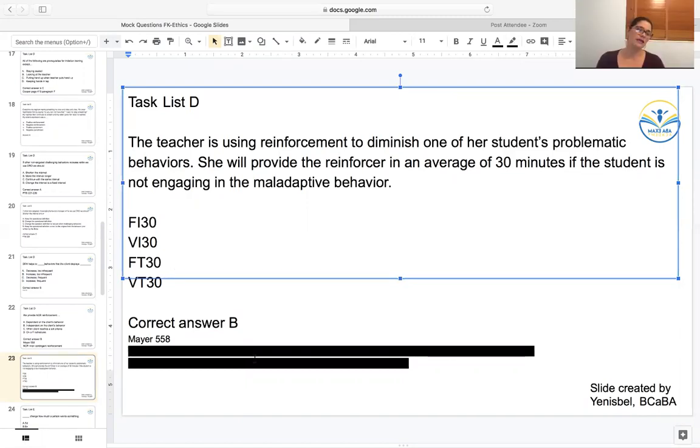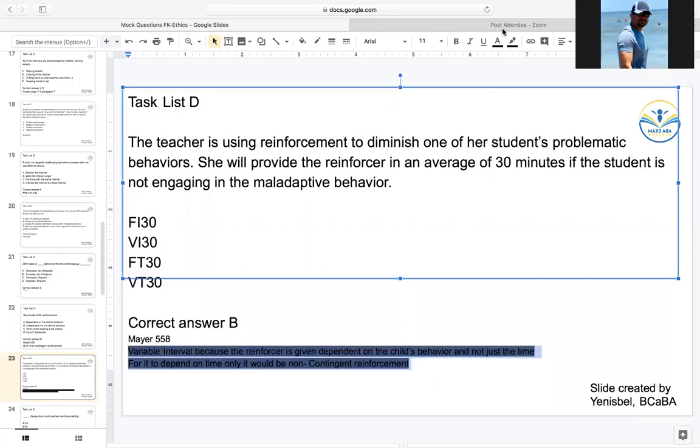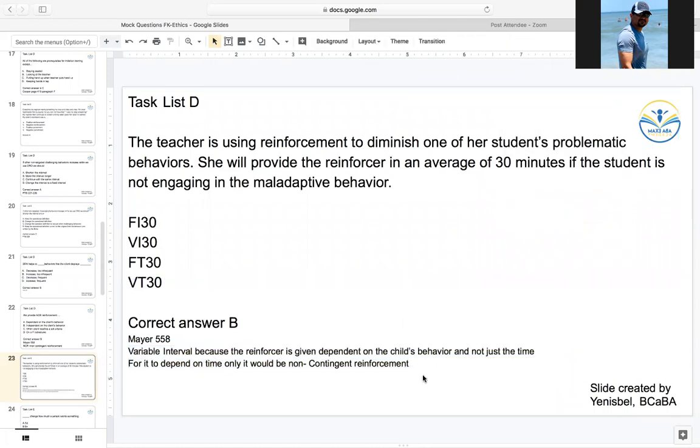Okay, I like that one, but why is it not variable time then? A VI is an average of time and the correct response. It's not VT because it's not an NCR. NCR is the one that uses fixed time and variable time, while the other reinforcement schedules use FI, VI, and VR. FT and VT are specific for NCR.